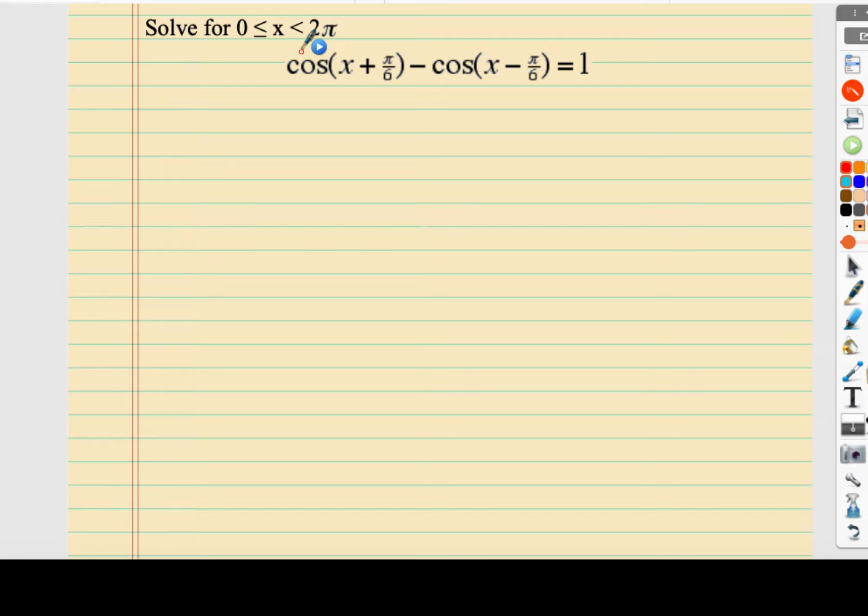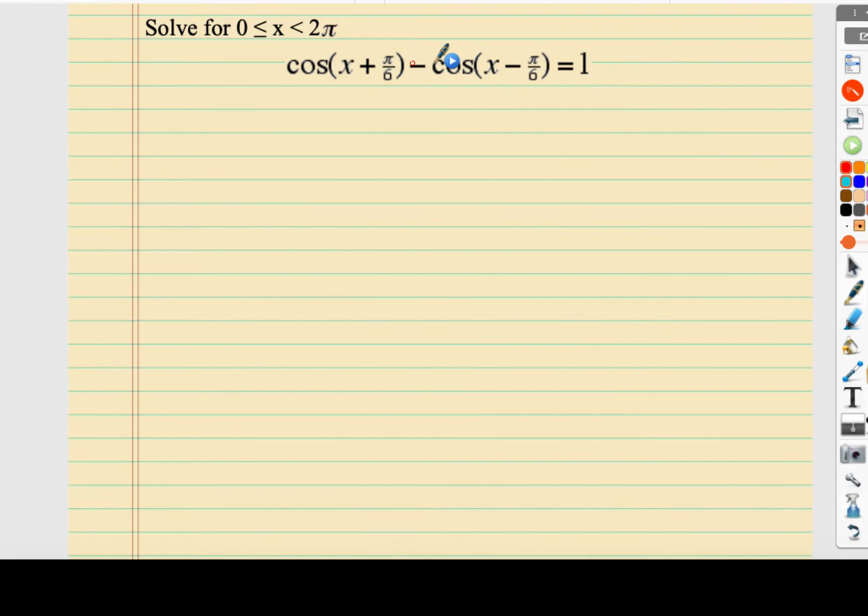Before I get too far into it, I do want to note that I'm working with radians, so make sure you're set to radian mode if you plan to use your calculator at all. Also, we're going from 0 to 2 pi, so I'm not looking for general solutions. I'm only looking for the answers in that first circle on a unit circle, that first time around, only from 0 to 2 pi.